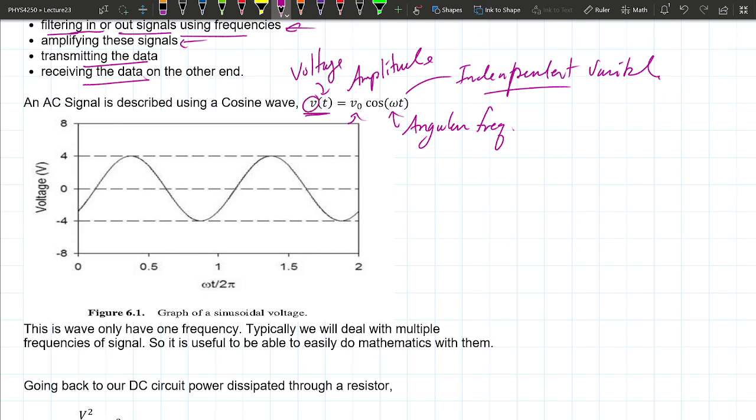Notice that this is signified with a lowercase v. Remember in electrical engineering, the lowercase means a time-varying variable, whereas a capital V is a constant. So it goes up and down and has some wavelength, because this is going with respect to time.